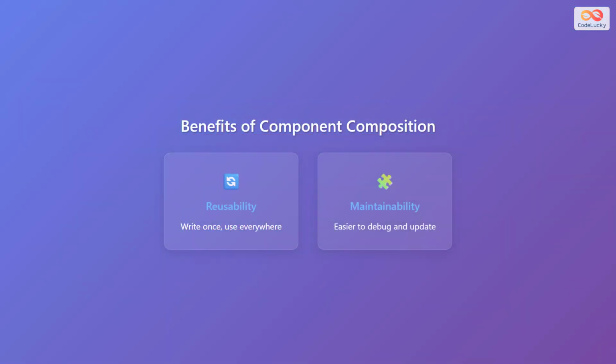Let's explore the benefits of component composition. First, there's reusability. You write components once and use them everywhere in your application. Second is maintainability. Component composition makes your code easier to debug and update. When changes are needed, you can modify individual components without affecting the entire application.